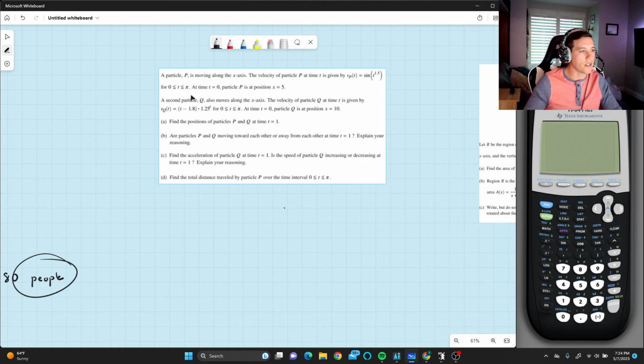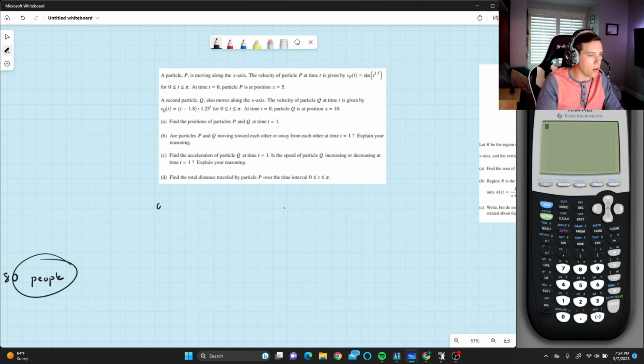Cool. Oh, a second particle Q also moves along the x-axis. The velocity of particle Q is given by this fun function, 1.25 to the power of t. This is at times, for also 0 to pi. And then they give you its position. Okay, so this is just kind of obnoxious. There's two functions we're working with. One is particle P, one is particle Q. Find the positions of particle P and Q at t equals 1.